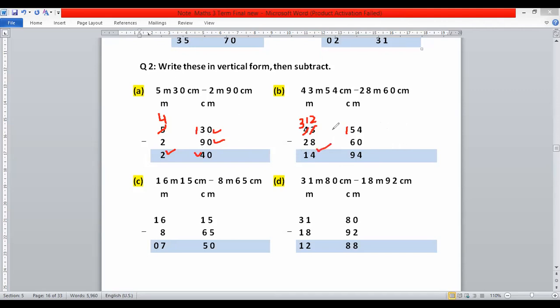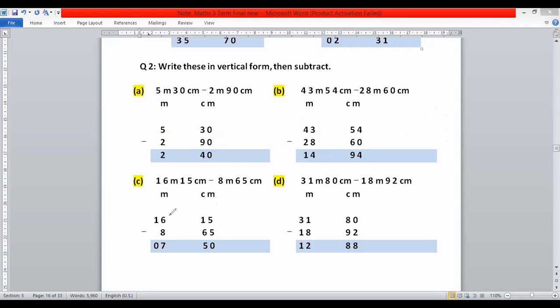Students, the subtraction of 43 meter and 54 centimeter is just like 4, 3, 5, 4, 2, 8, 6, 0. This subtraction is same as this subtraction. There is nothing new in the subtraction of meter and centimeters. You can subtract and after that you get the same answer. But here you have to write the meters and centimeters separately.